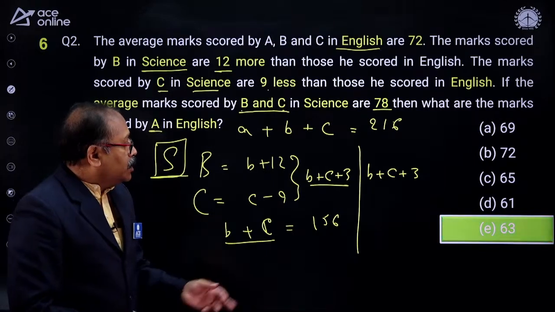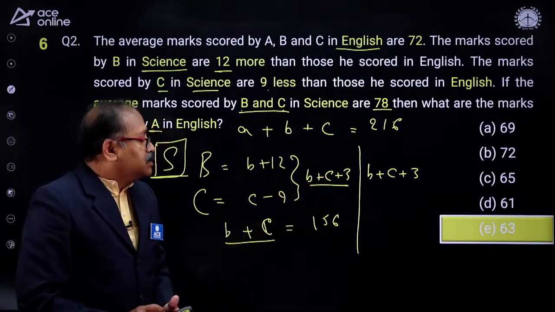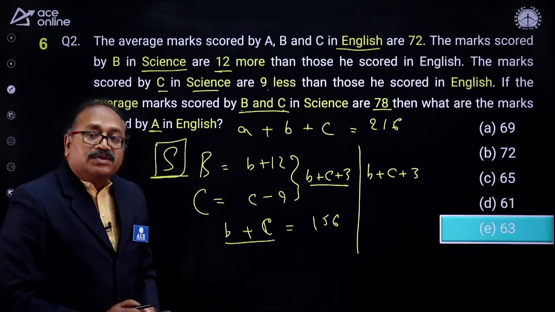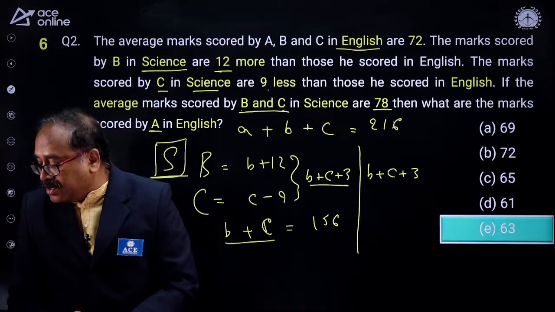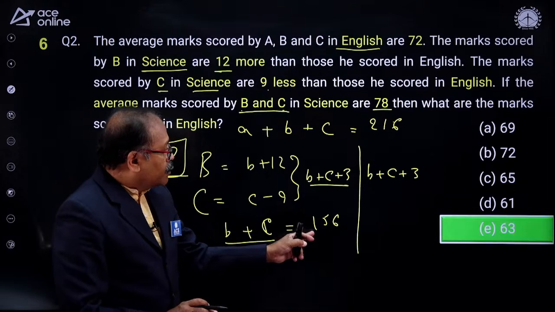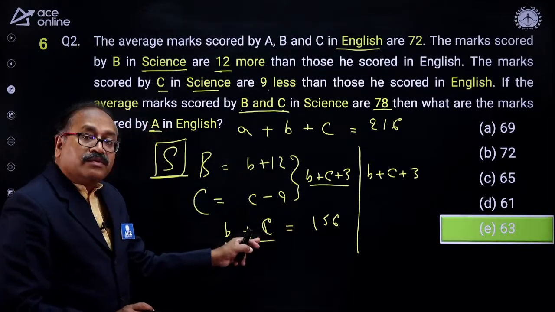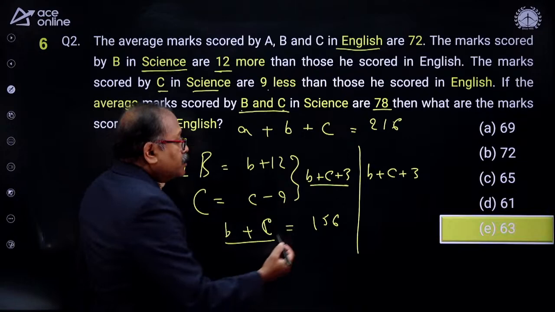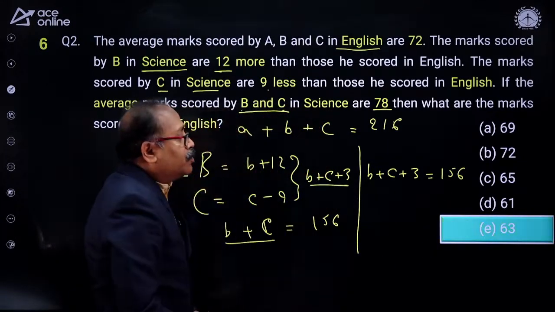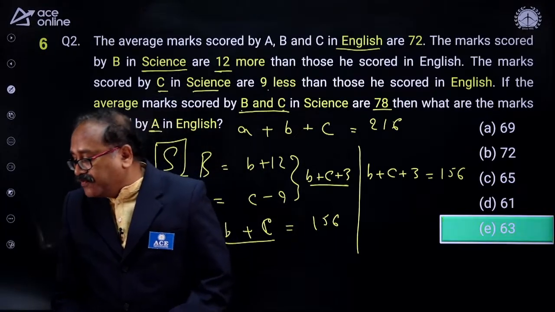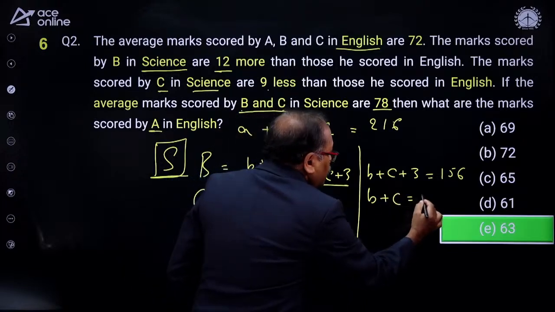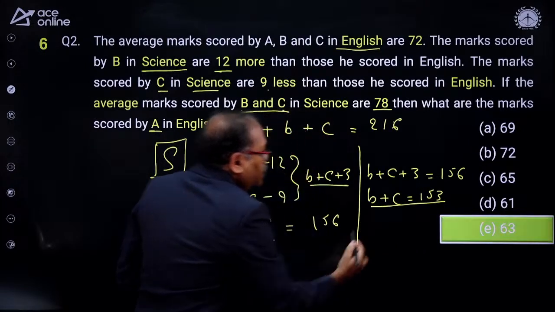Okay. So here I know that B plus C plus 3. So what will be B plus C plus 3? So that will be 156. Yes or not? That's English. So 156. So what is B plus C, my young friends? So B plus C will be 153. That's right. 153. Okay, that is done.